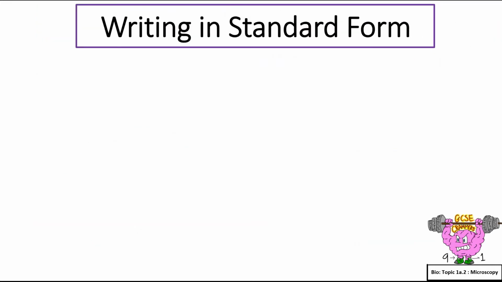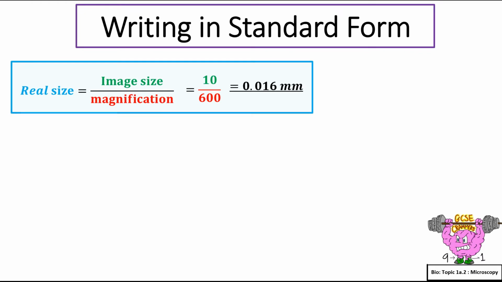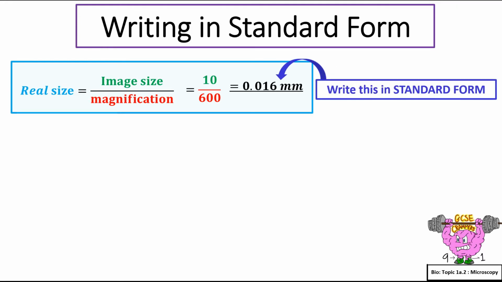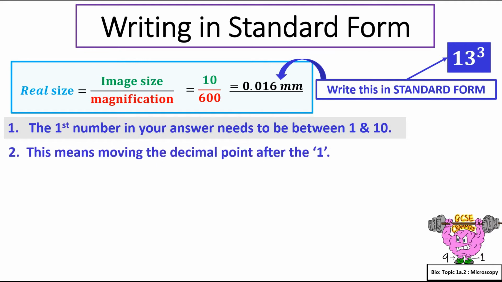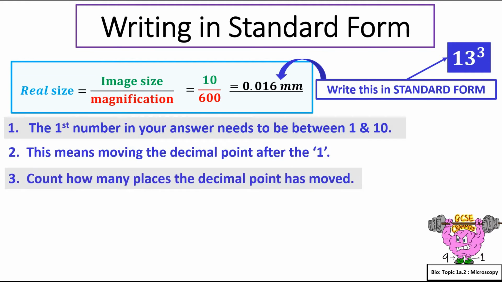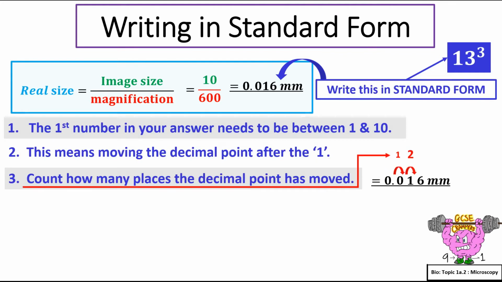Writing in standard form. In question 2 you were asked to convert the answer to micrometers, but you could have been asked to write this in standard form. What is standard form? It is writing your answer to the power of 10. So how do you do this? Firstly, the first number in your answer needs to be between 1 and 10. This means moving the decimal point after the 1 in this answer. Count how many decimal places the pointer's moved. You can see it has to move 2 places to get behind the 1. Therefore 2 is the power of 10 you will use in your answer.